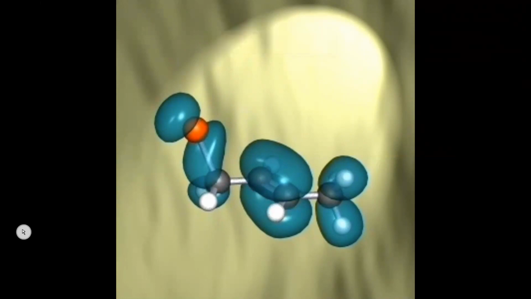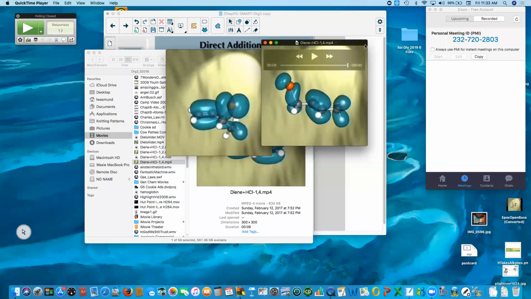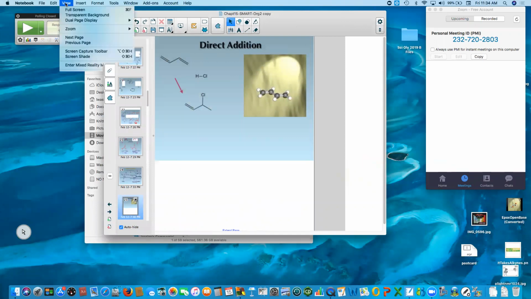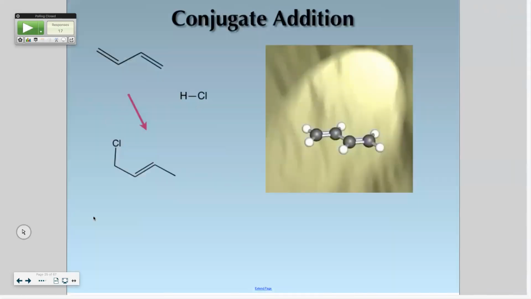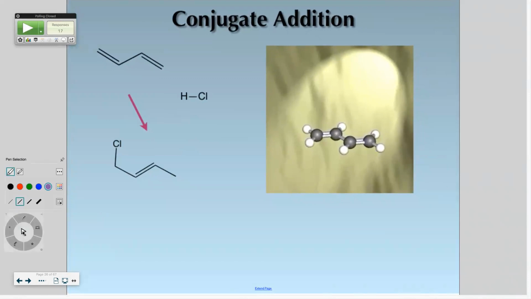All right, let's try escape. All right, so let me go back here. Hopefully this will all be on there. My gosh. Okay, here's the conjugate addition, what we made. Okay, so remember that this is going to be, ooh, I did that thing again. Okay.